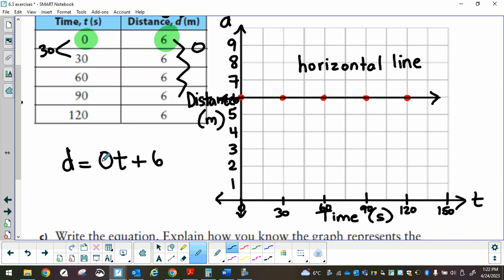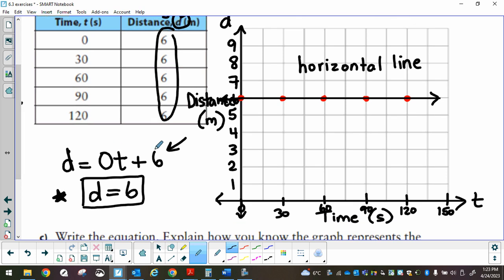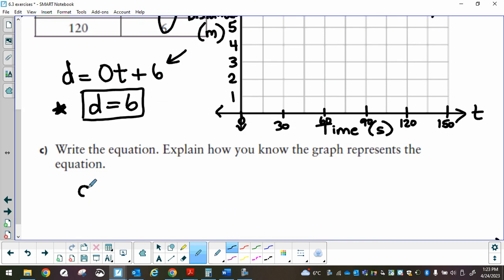cancels out. 0 multiplied by anything is 0. So that term goes away. So our equation really is d equals 6. Okay, that is the equation I want you to come up with here. And this old method, I wouldn't really use that myself when I'm looking at this table. The equation for this table is d is always 6. So d equals 6. I wouldn't really need to use this old method here. So d equals 6 is the equation.